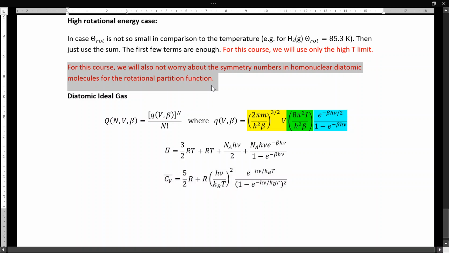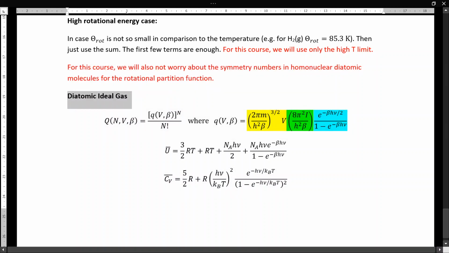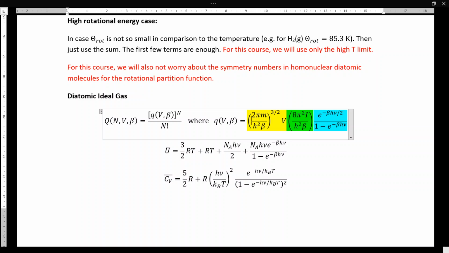Now I come back to something that we did in the first lecture of the thermodynamics part. I had given you the partition function, q to the power N by N factorial, where the molecular partition function was given as (2πm / h²β) to the power 3/2 times V, the yellow part, which now you can recognize is because of the translational part.